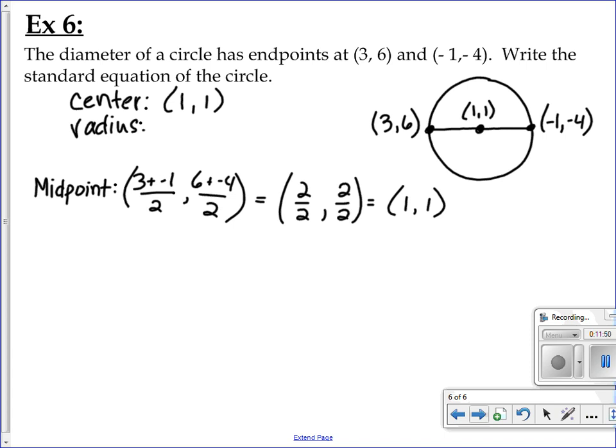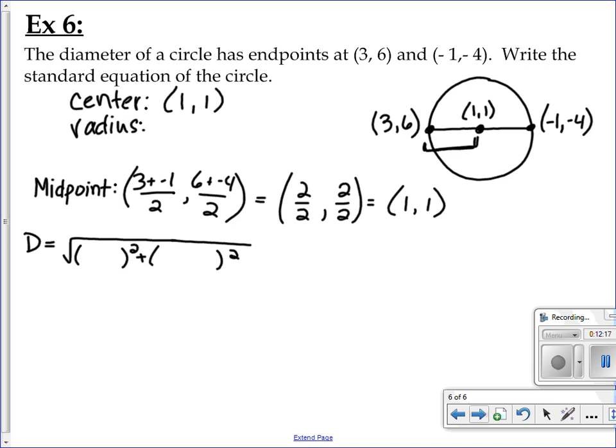How do you think we could find the radius? Well, again, we'll have to do the distance formula. And for the distance formula, you can pick any 2 points. I would probably pick the positive numbers, so I would pick maybe (3, 6) and (1, 1). And that'll help us find the radius. So it does not matter if you start with x's or y's. Just make sure you're subtracting them.